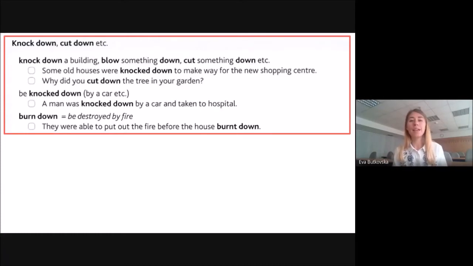So let's say a man was knocked down by a car and taken to hospital. So he was hit by a car and taken to hospital. A third phrasal verb is burn down. So to destroy by fire. Really similar in meaning to knock down or blow down is burn down. We were able to put out the fire before the house burned down, before the house was destroyed by fire.